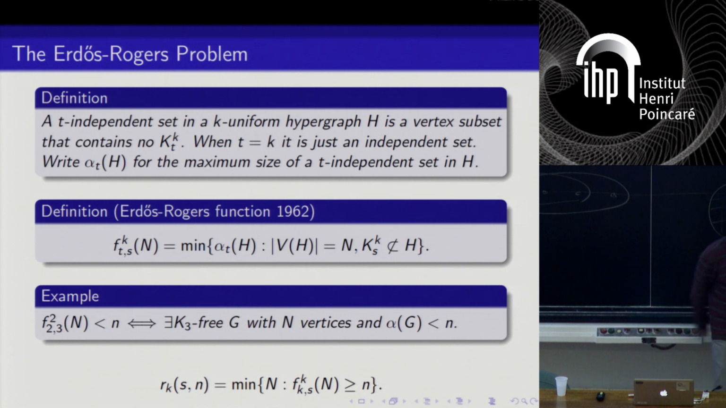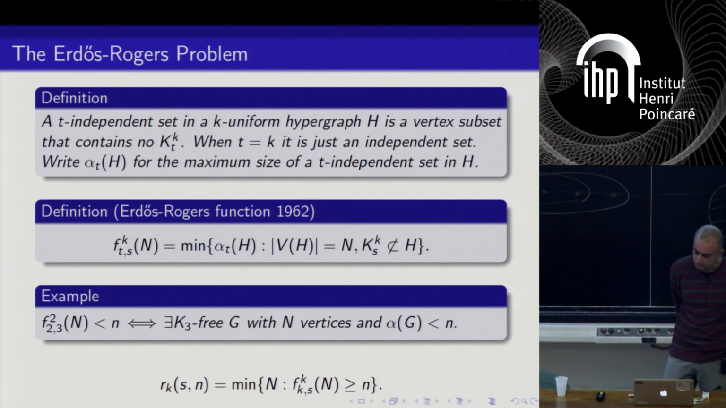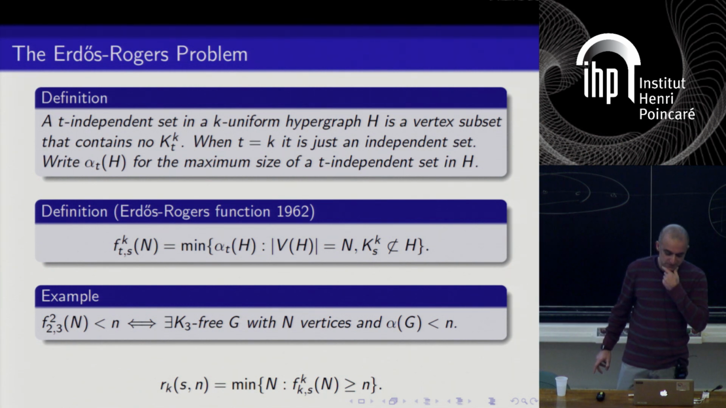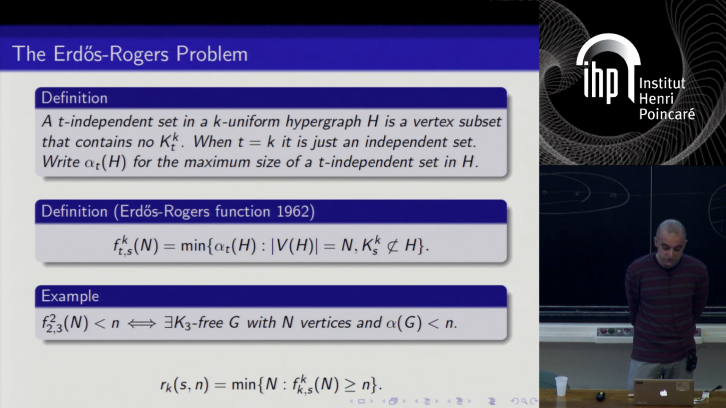Let me talk a little bit about the Erdős-Rogers problem. This was a problem that goes back to the 1960s, where they had added a small twist to the Ramsey problem. So we need to define a t-independent set. A t-independent set is a set which contains no complete graph on t vertices.